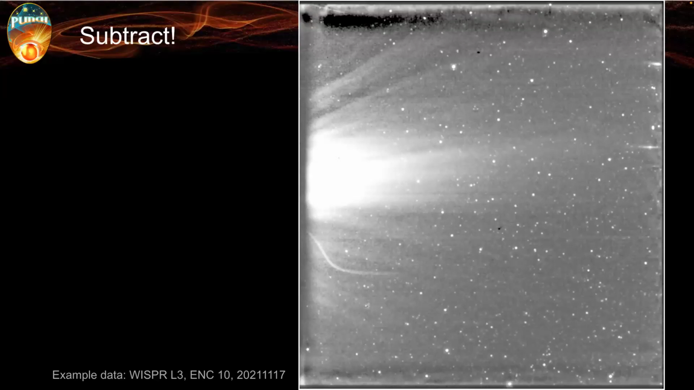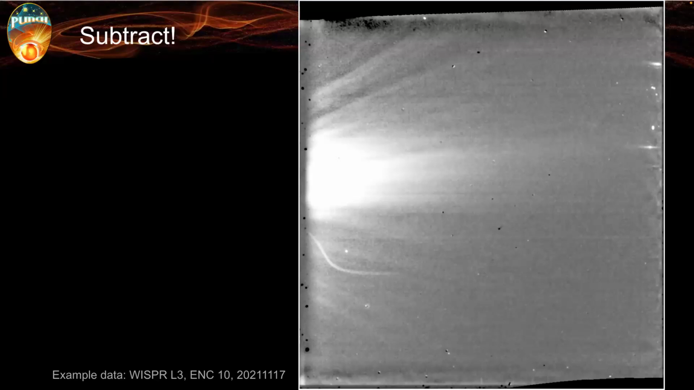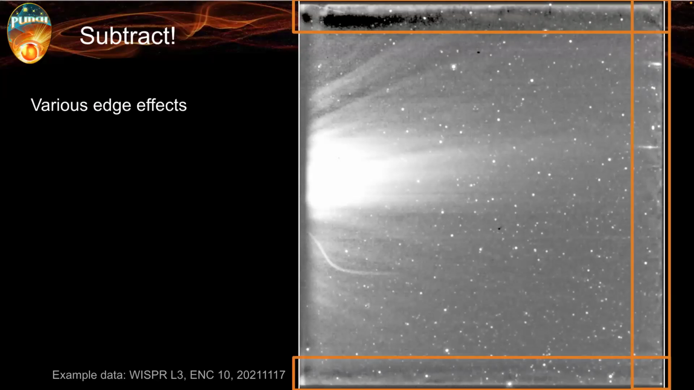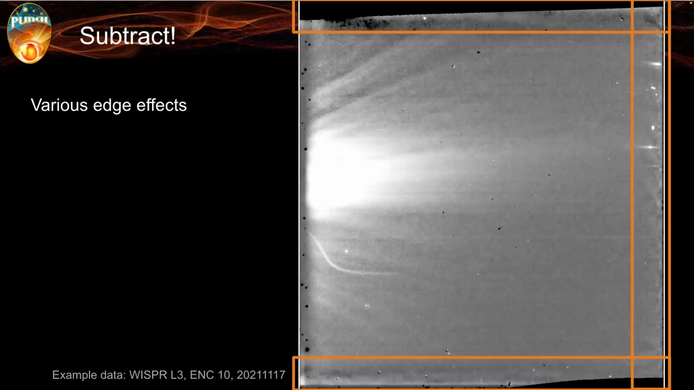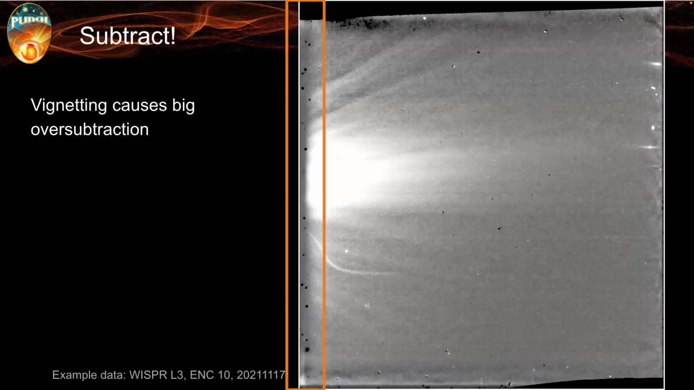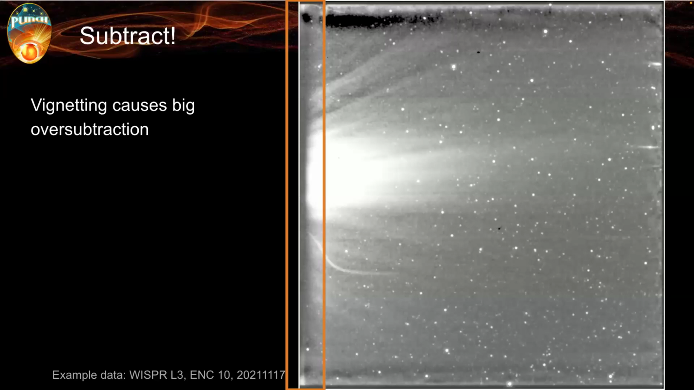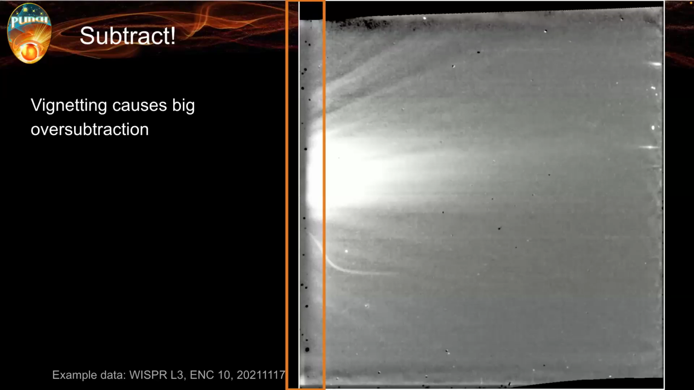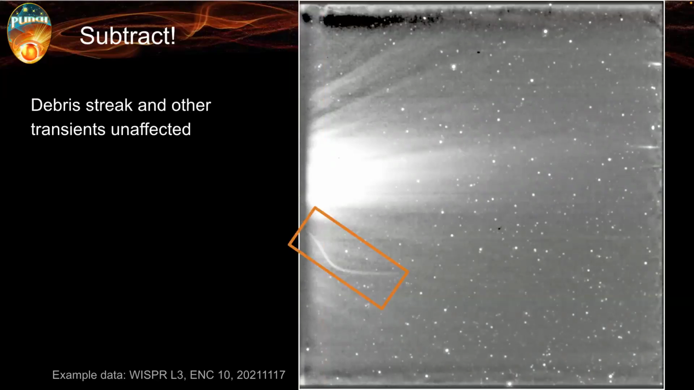The stars are, for the most part, just gone. So I'm going to walk you through what you see here. There are some edge effects. A lot of that is WISPR specific. On the inner edge, there's a lot of vignetting, and so the star field estimate becomes a huge over-subtraction. And Marcus tells me we're handling that all. There will not be vignetting when we do the PUNCH star field subtraction.